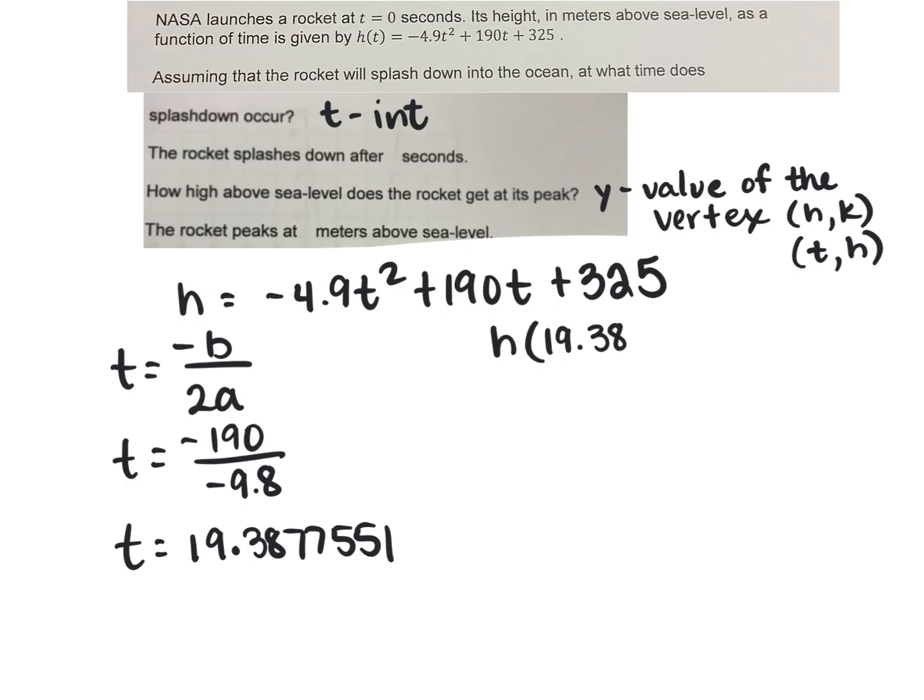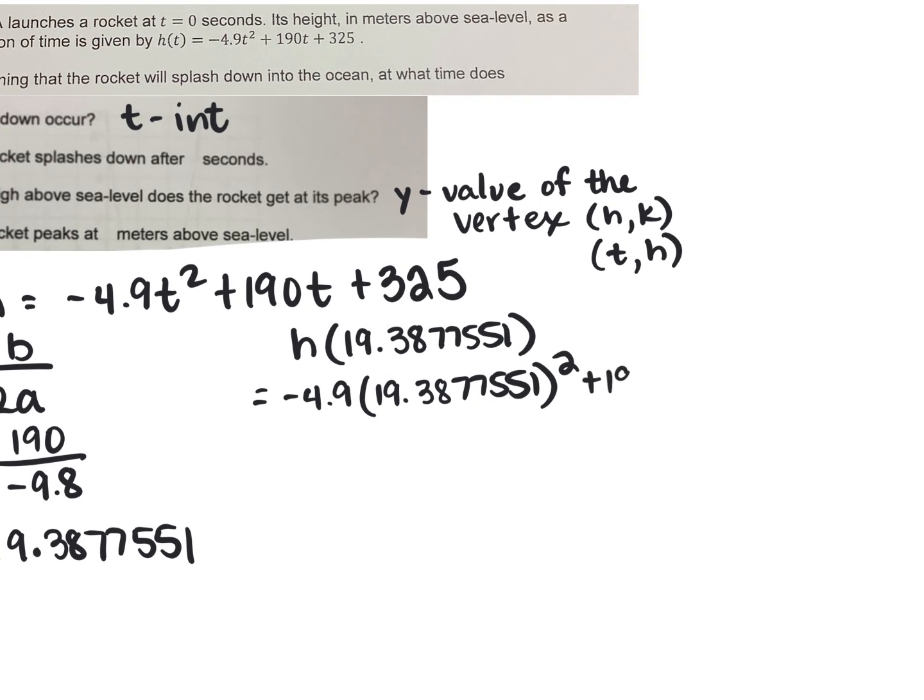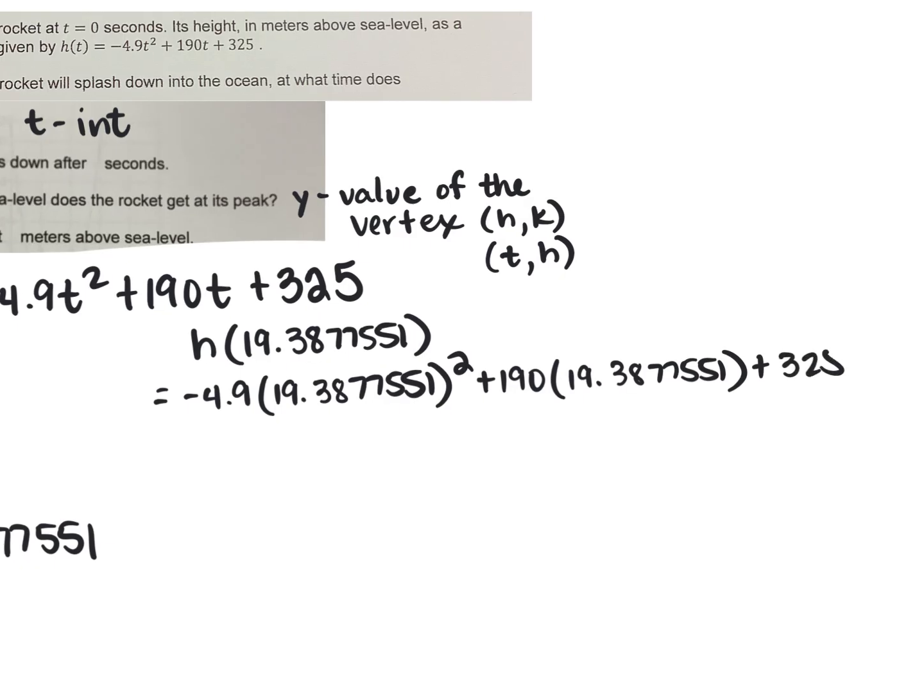So h of 19.3877551. And when I do that, I end up with, and you've got to be careful not to lose your decimal points on this, because you have to square that number. Then I'm going to slide it over a little. So we add 190 times that same decimal, 19.3877551, and then we're going to add 325 to that. This results in a maximum height at its vertex of 2,166.836735 feet.